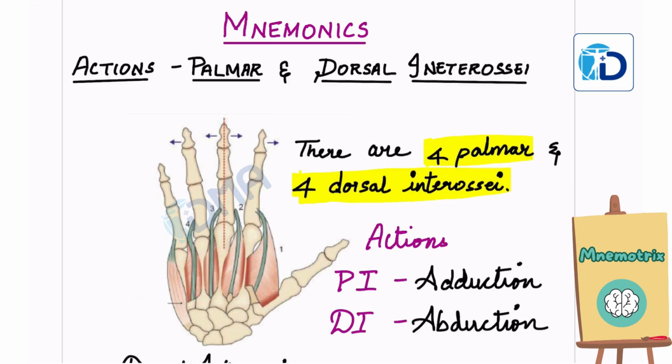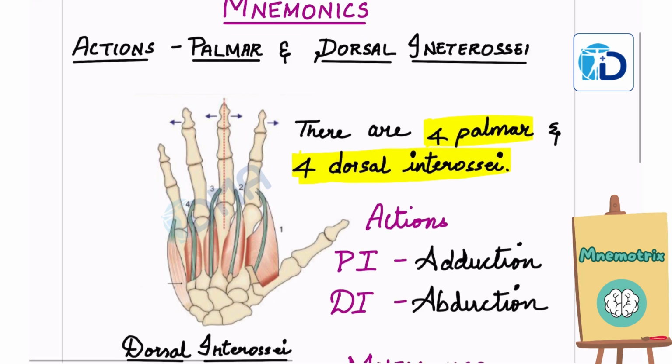In this video, we are going to learn the easiest mnemonic way to remember the actions of palmar and dorsal interossei muscles. There are 4 palmar interossei and 4 dorsal interossei muscles in our hand region. The 4 palmar interossei muscles are present on the palmar aspect of the hand, and the 4 dorsal interossei muscles are present on the dorsal aspect of the hand.